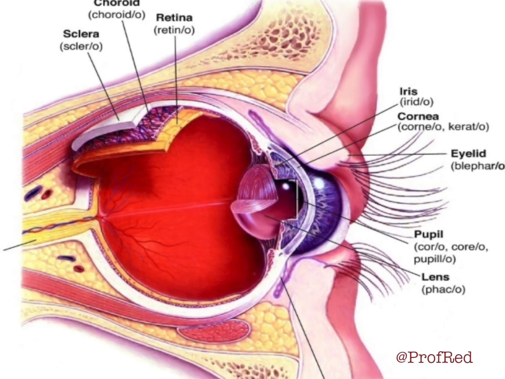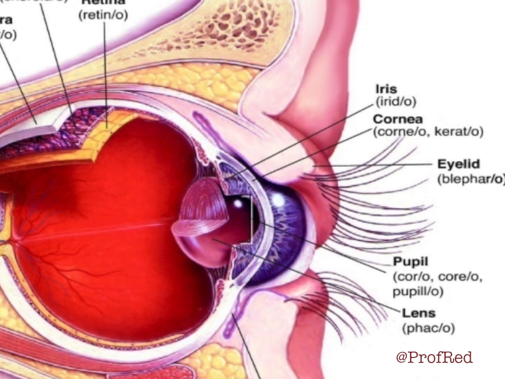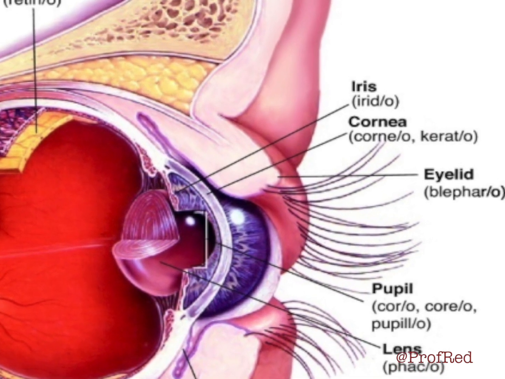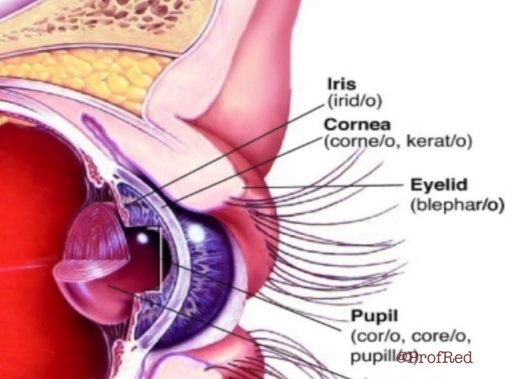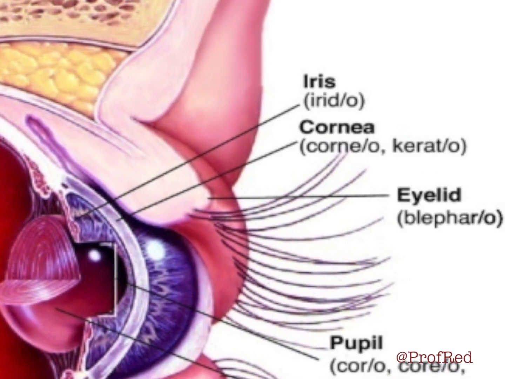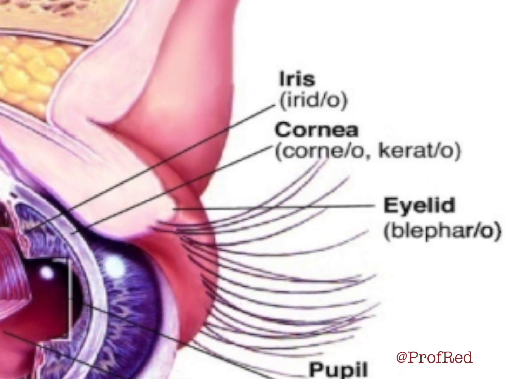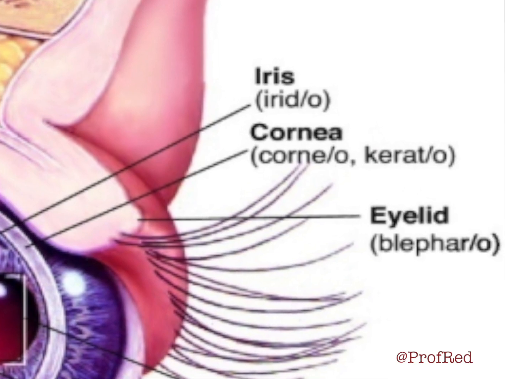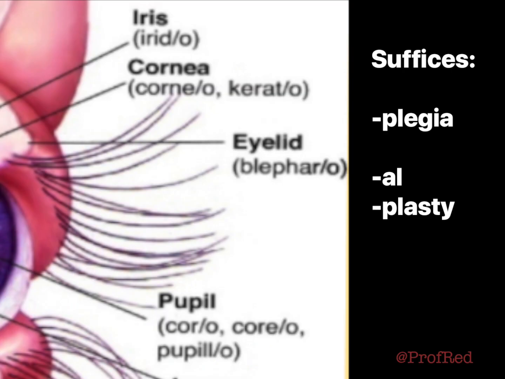We're back to this picture, and now you could see the different parts on the right side of this image. Let's focus on the iris, which is irido, cornea, corneo or kerato, and then the eyelid, which is blepharo. So let's do some medical terms here. If you remember, the suffix plegia means paralysis. So if you see a word iridoplegia, then that would be paralysis of the iris.